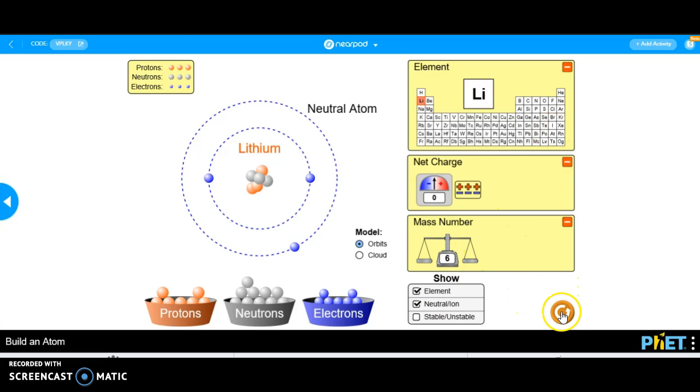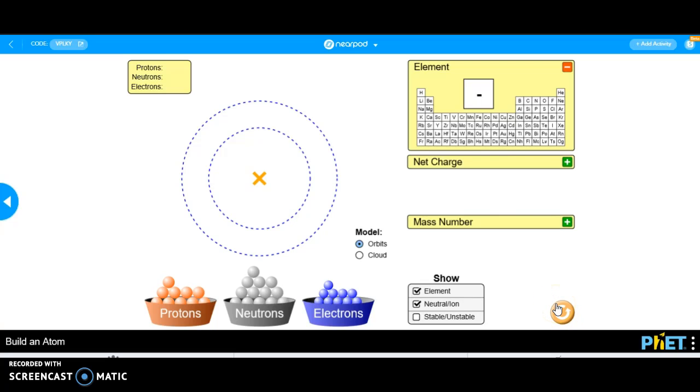Now let's go to a larger one. Let's do oxygen. Now oxygen is 1, 2, 3, 4, 5, 6, 7, 8. It's the 8th element on the periodic table. Remember, we move from left to right. Now, since the atomic number of oxygen is 8, we have 8 protons. And remember, since we have 8 protons, we'll have 8 electrons.